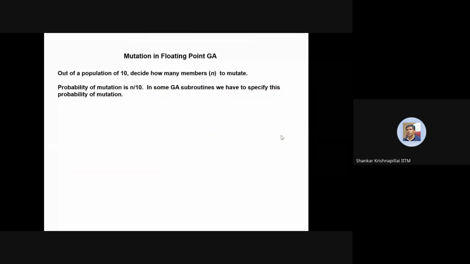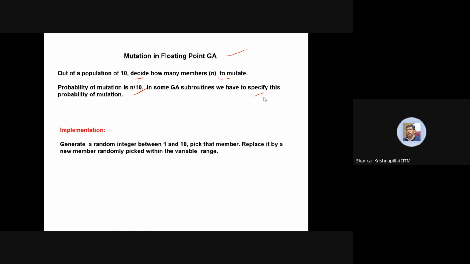Then mutation in the floating point genetic algorithm. Out of a population of 10, decide how many members n to mutate. So the probability of mutation is n by 10. In some GA subroutines, you have to give the probability of mutation, and it will do the rest by itself. So what is the practical method to do mutation in floating point genetic algorithm?